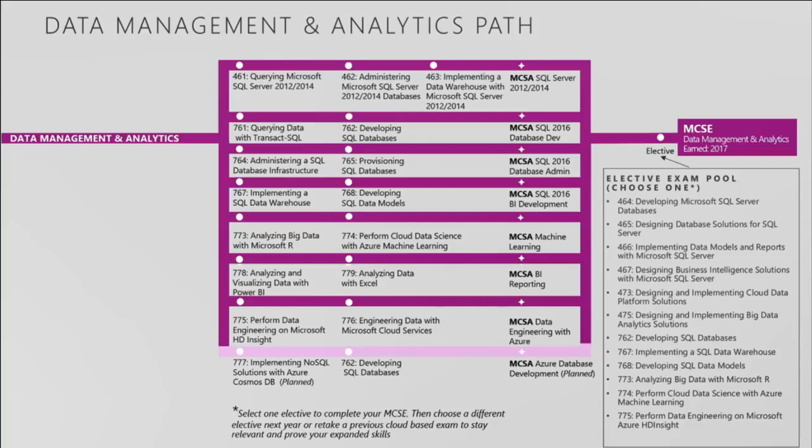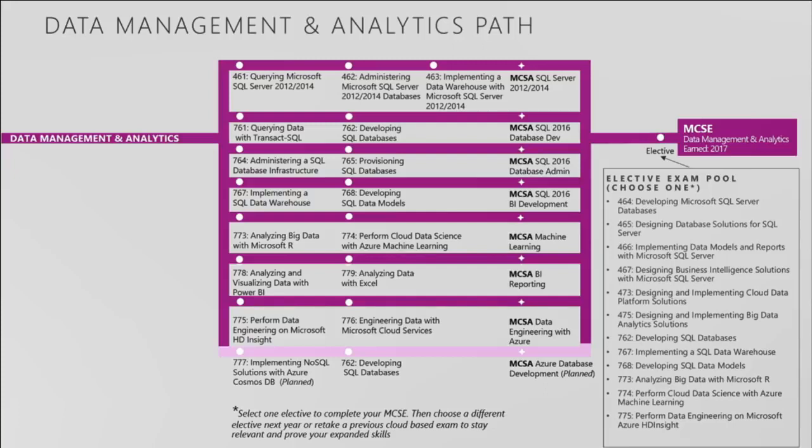Right, so if I want to go down, where are you at? The admin one, 765 perhaps. After that, become a SQL 2016 database admin. And then it's one elective to complete an MCSE, in this case in data management and analytics.